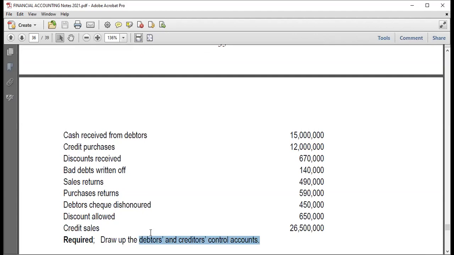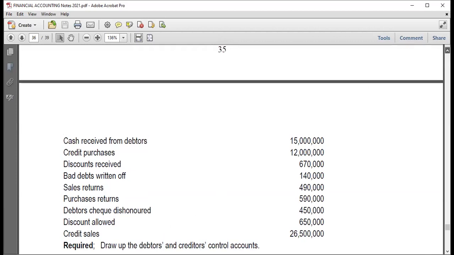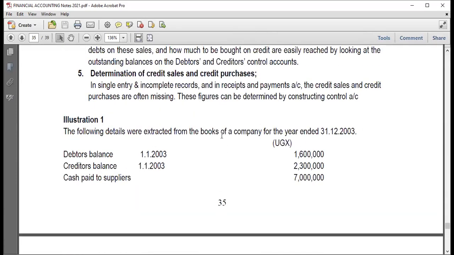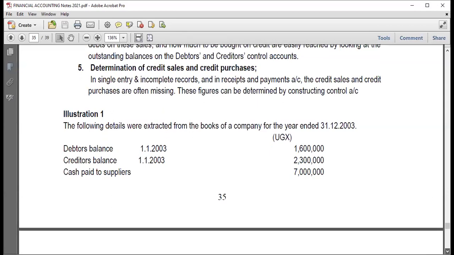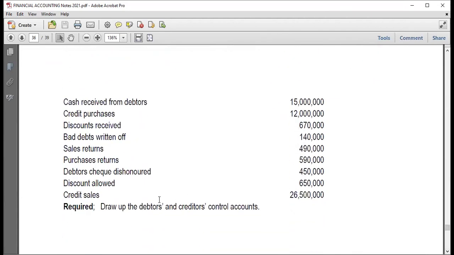And basically the principle here is very simple. Basically, all that you're going to do is to input this information as it is given, okay? So what I'll just basically do, I just find out what is this company. Okay, this is books of a company. This is an illustration. So I want to draw up a debtors control account, okay? So I'll just come to my Excel and demonstrate this for you.